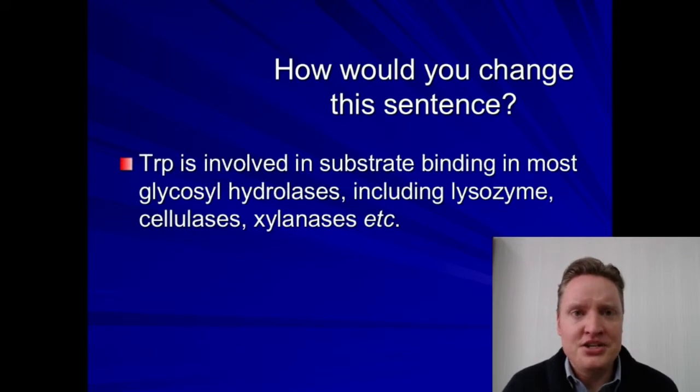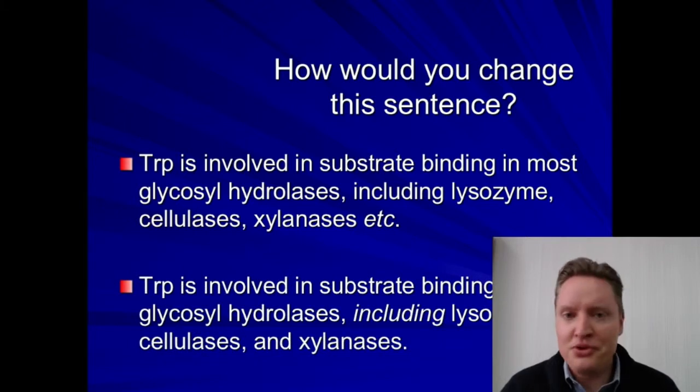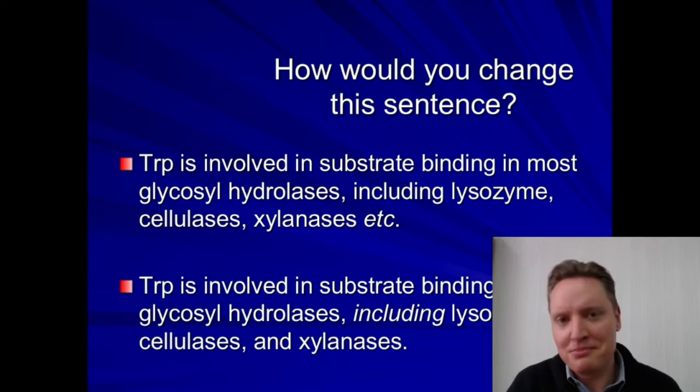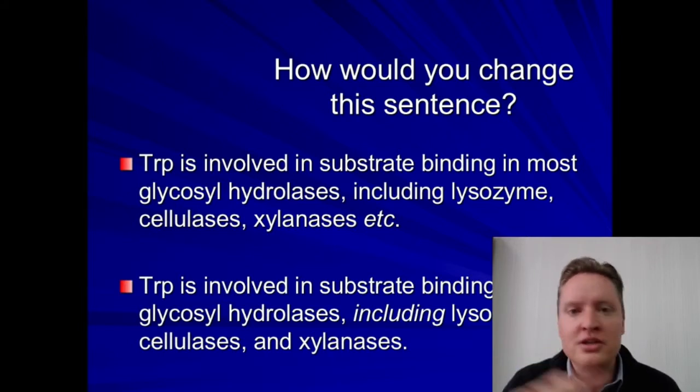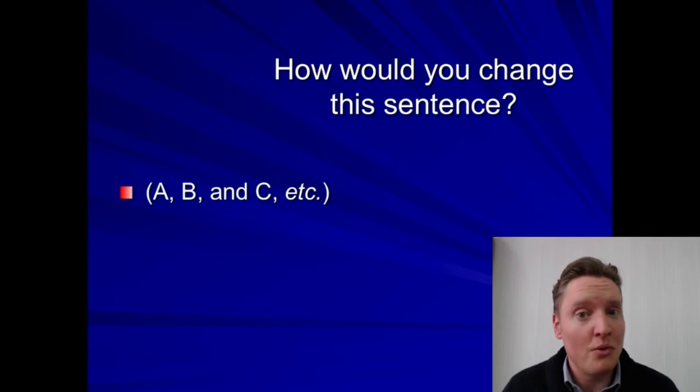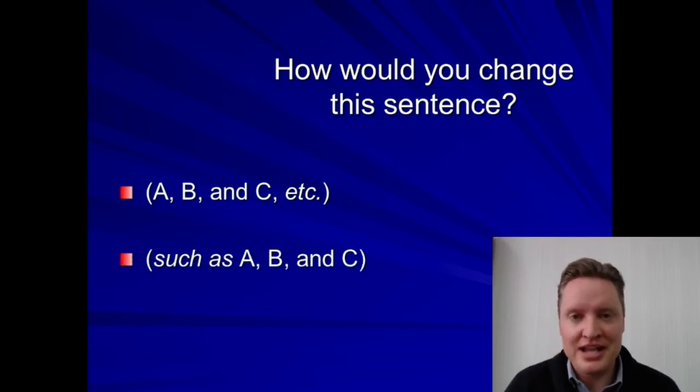Here's an example. TRP is involved in substrate binding in most hydrolysis, including, and they give 3 different things here, etc. Actually, you don't need to put etc. here. The word including already tells me there are more, that this is an incomplete list. So including is doing the work all by itself. A, B, and C, etc. No, what would be better is such as. Now I know there are more, you're not telling me everything. Such as A, B, and C.